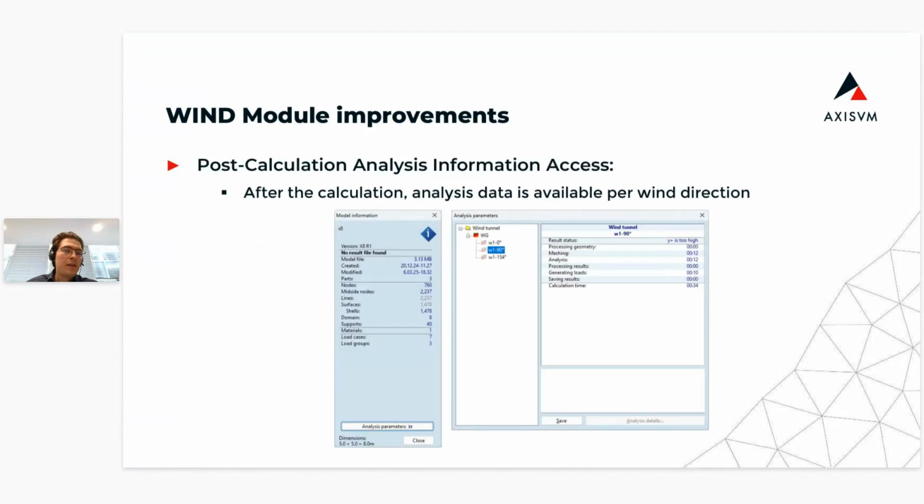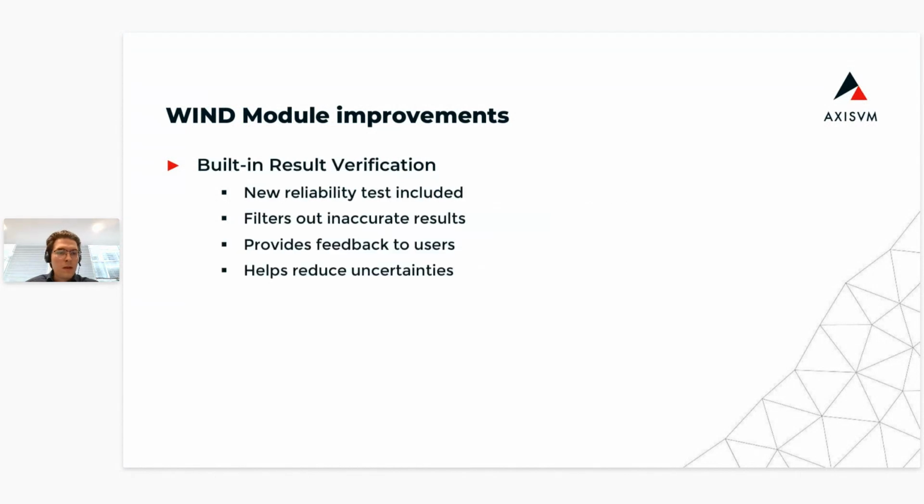Another improvement is that now, after the wind analysis, calculation information is available. The data is available for every wind direction. A new important feature: in many cases, the results may appear correct at first glance, but they could actually differ from reality. It is also possible that the residuals do not reach the target value, but the pressure field still converges. To avoid this, a new built-in check provides feedback to the user about the reliability of the results.